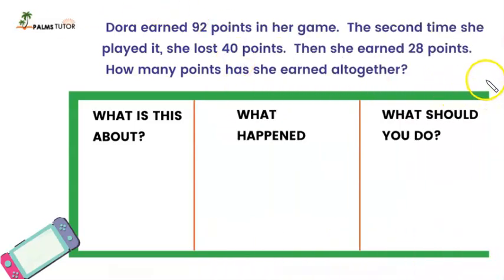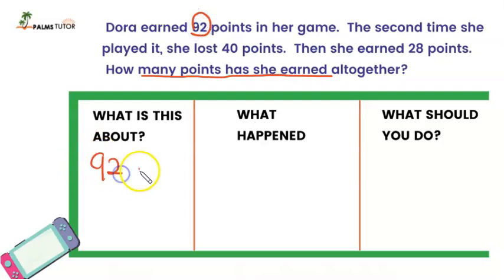What is this expecting us to do? How many points has she earned altogether? So I want to know how many points. I'm interested in the points that she has earned altogether. Okay, so let's see the information that can help me to get this answer. Dora earned 92 points in a game. That means she's playing a game and then she has earned 92 points. So she's starting with 92 points in a game.